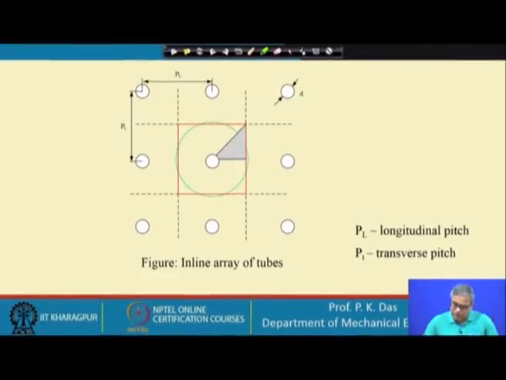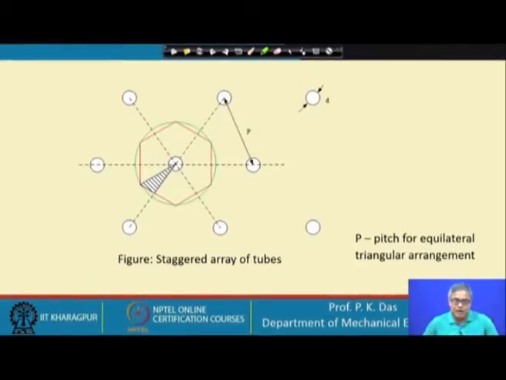So, let us go to the next slide. Here I am showing the staggered array. You see this is the line of tubes. The next line of tubes is a little bit shifted, the central lines of the tubes are a little bit shifted. So, this is a staggered array of tubes.